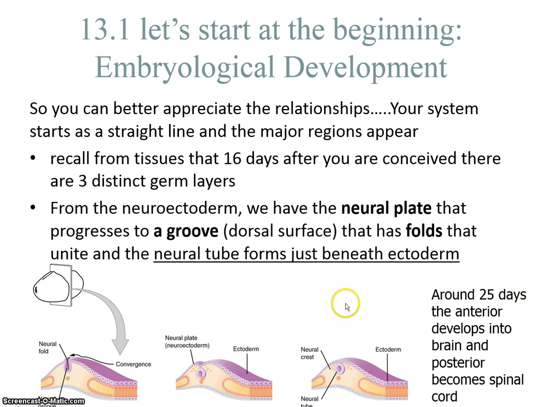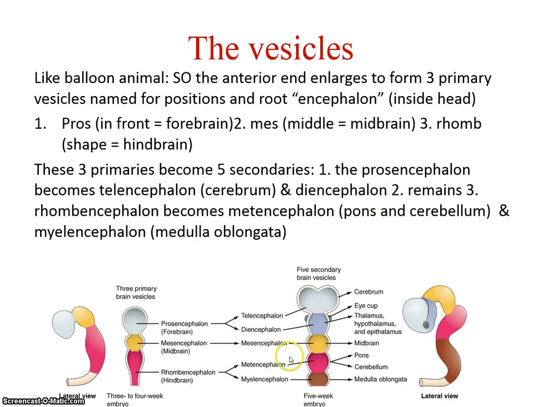So about 25 days, the anterior, right, the front develops into a brain, and the posterior becomes a spinal cord. All right, so this is that folded, right, from a lateral side view. Here we are just looking down upon this, and here's 3 to 4 weeks, here's 5 weeks, so 35 days, here's about the 21 to 28 day. So I say it kind of resembles the formation of a balloon animal.